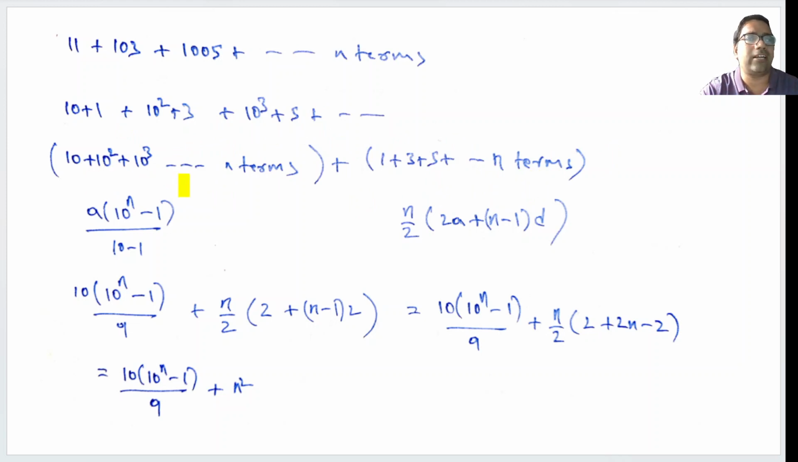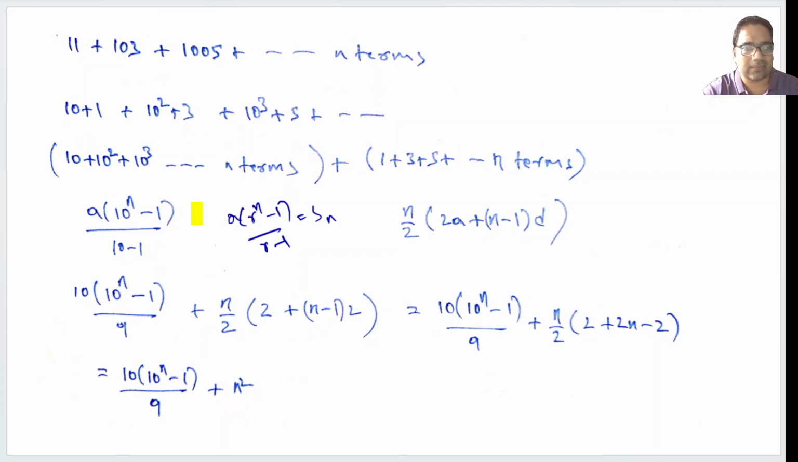What is the sum of n terms of a geometric series? a into r power n minus 1 by r minus 1, right? You know the formula, right? This is the sum to n terms. Now here what is a? a is 10, r is also 10, and n is n. So a into 10 power n minus 1 by 10 minus 1 is the sum of this one, right?